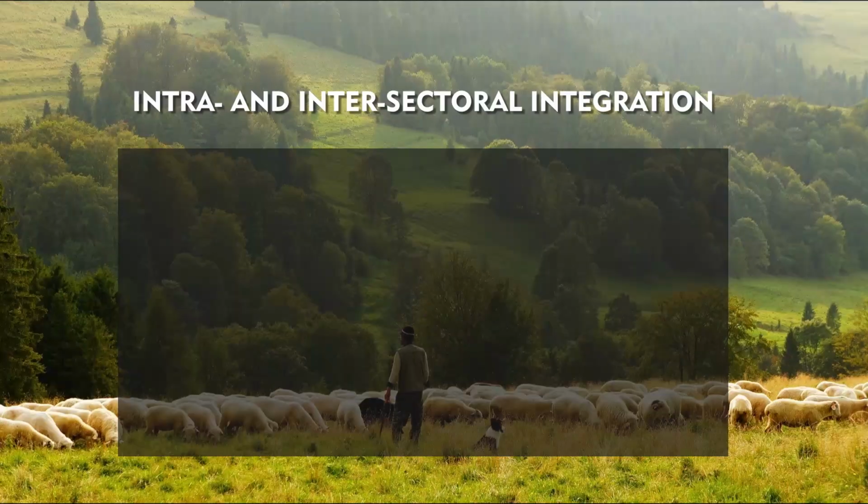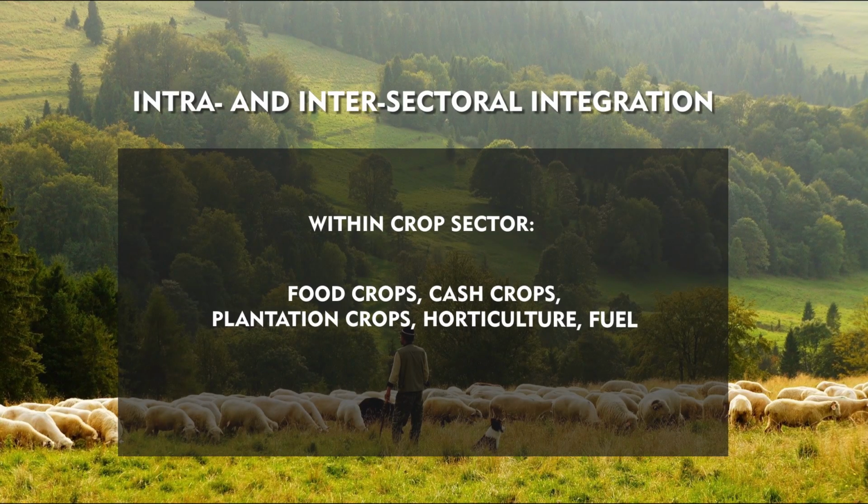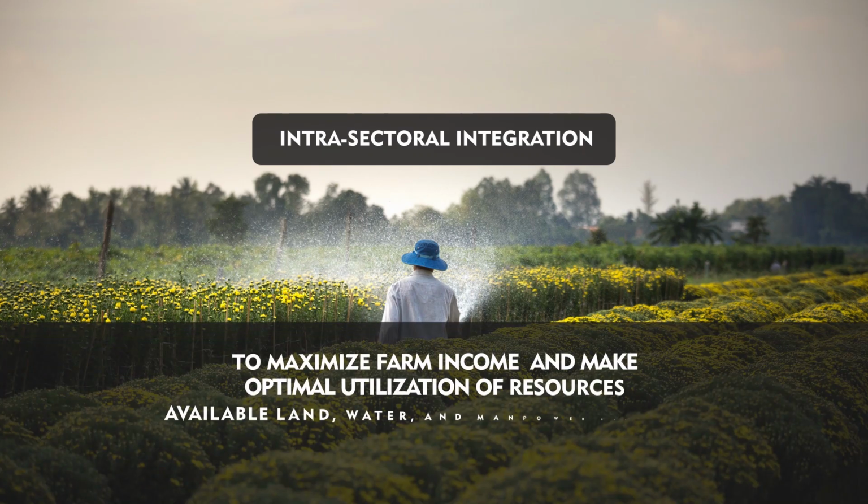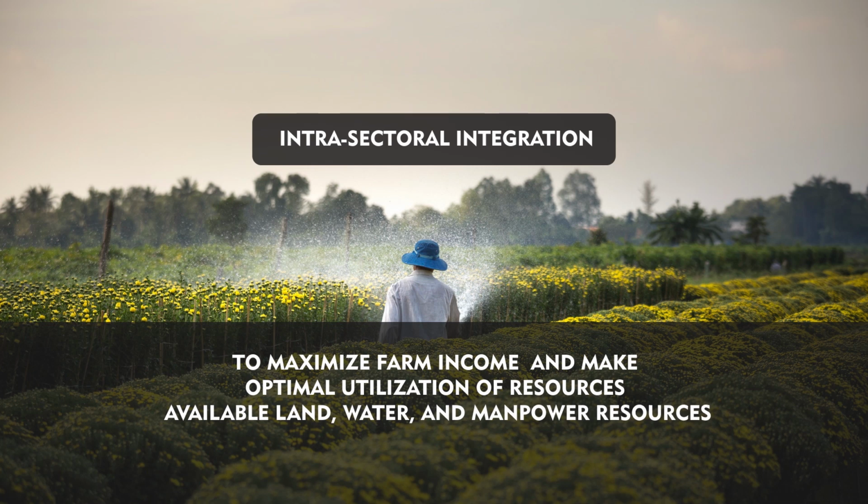Within the subsectors, like in the crop sector, we have different types of crops like food crops, cash crops, plantation crops, horticulture crops, and fuel crops. So there are many types of crops we grow in our agriculture sector. So there is a need for intra-sectoral integration. Intra-sectoral integration means there is a need for subsector integration in order to maximize farm income and make optimal utilization of our resources such as land, water and manpower.